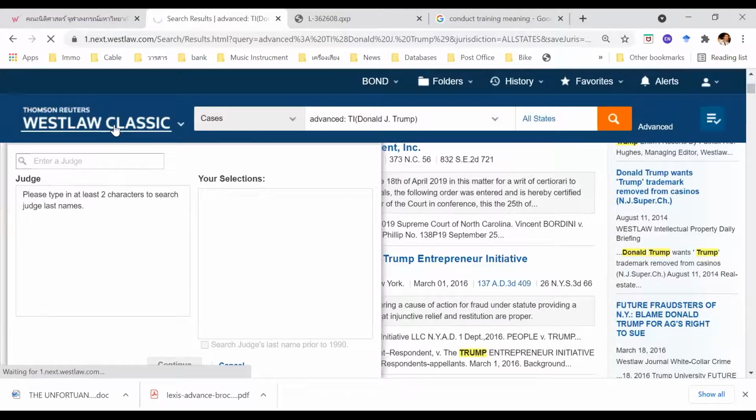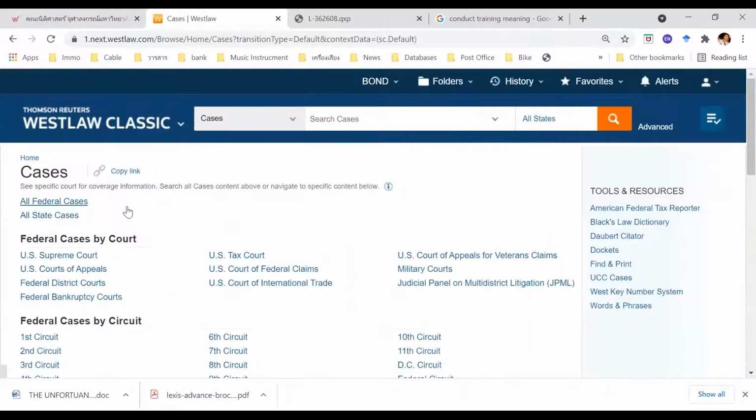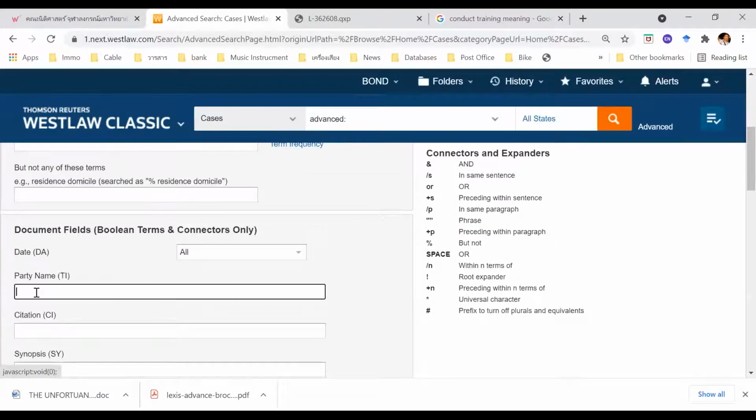For different case searching, use the same method, but the filter is different. So again, cases, and use this one, advanced search, using party name.